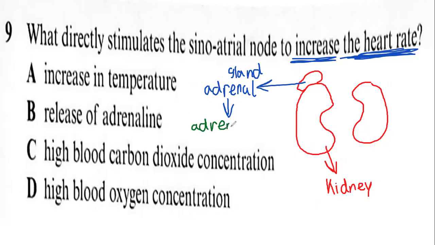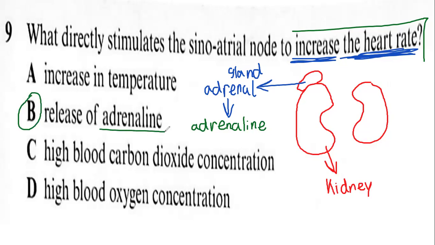All right. So the release of adrenaline is going to stimulate the sinoatrial node to increase the heart rate. And that makes sense because that's literally the job of adrenaline. Y'all ever heard adrenaline in movies, like this person running off adrenaline? Yeah, that's literally a hormone, right? And it causes the sinoatrial node to be stimulated.